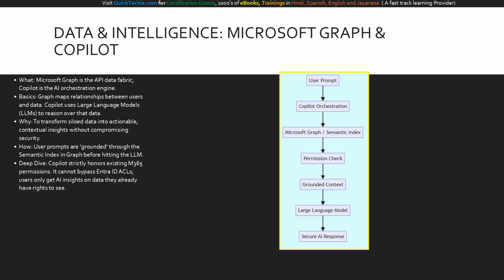This is vital. Data the user cannot access is stripped away. The remaining, authorized data forms the grounded context. Only then is this rich, secure context sent to the large language model, which processes it and delivers a secure AI response back to the user. Security is baked into the very workflow of the AI.